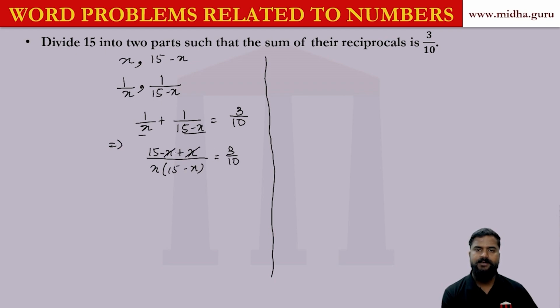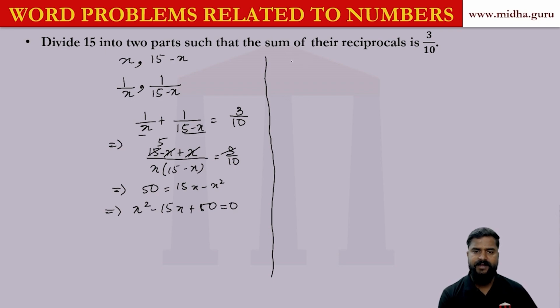Now we can cancel out the x. Since nothing is left, we can cut 3 into 15 by 5 times. So now we multiply 10 up here and we take this to the other side. We get 50 is equal to 15x minus x squared. Again, we bring all the terms to one side. So we get x squared minus 15x plus 50 is equal to 0.